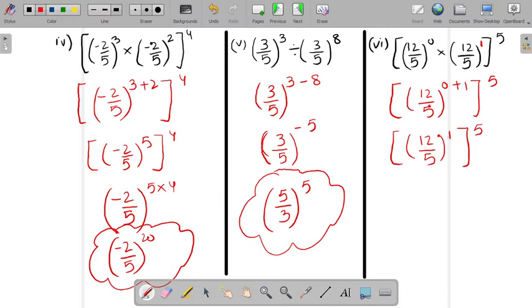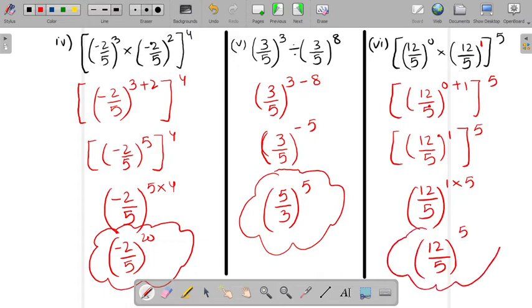Now what should be the next step which you will use by using the law of exponent? Multiply these powers together. So 1 multiply 5. So the final answer would be 1 multiply 5 would be 5. So 12 by 5 and its power as 5. I hope that this question is clear to all of you.